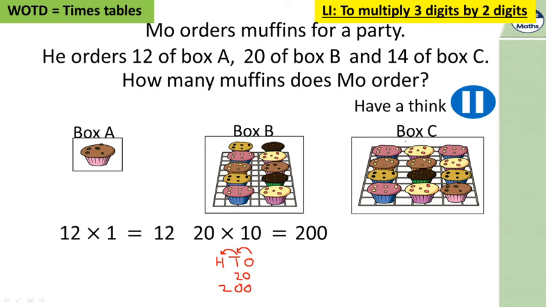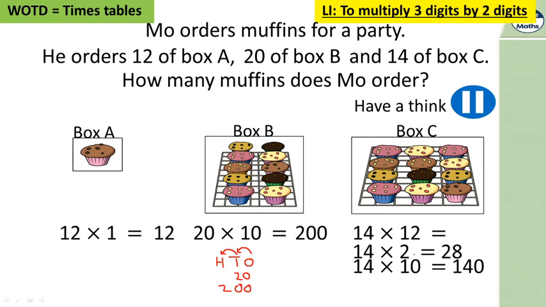Okay, last one. It's 14 lots of C. If we count how many in C, we said there's 12, so we've got 14 lots of 12. 14 times 2 is 28, so we're partitioning it here into our 2s and our 10s, so we can do 14 times 2 plus 14 times 10. 14 times 2 is 28. 14 times 10 is 140. What do we do with those? We add them together, we get 168.